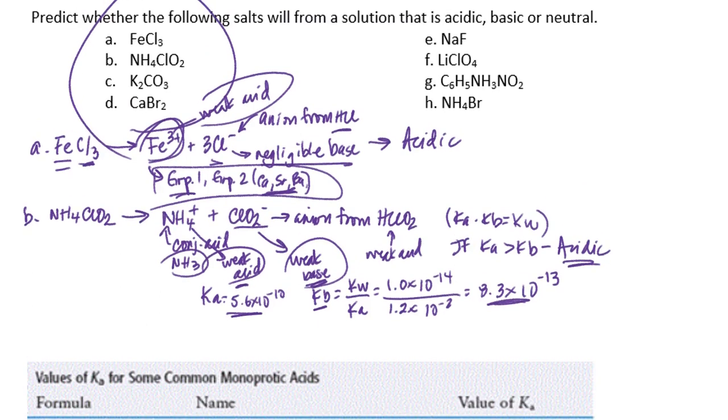All right, let's take a look at the final two examples that I have here. I have potassium carbonate. Okay, so again, that would give me potassium cation and 2 moles of the carbonate ion. Now, potassium ion does come from a strong base.